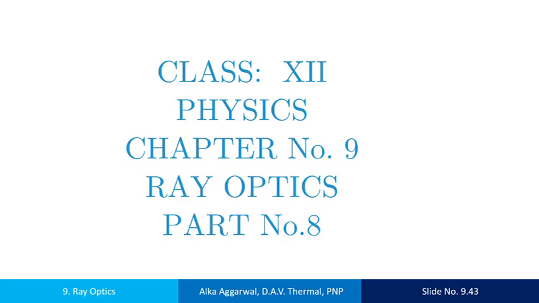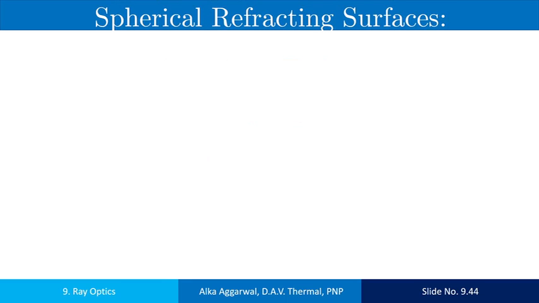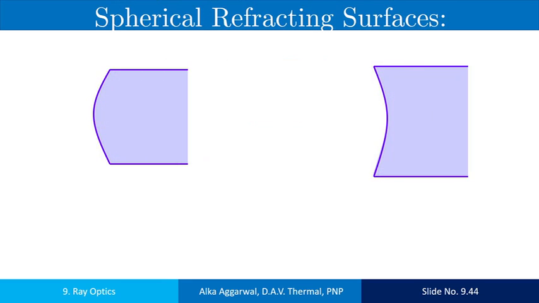Hello, in this lecture we will study the spherical refracting surfaces and derive the relationship between the image distance, object distance, refractive indices of the rarer medium and denser medium, and the radius of curvature of the refracting surface. Now, the spherical refracting surface is a part of a sphere of refracting material.